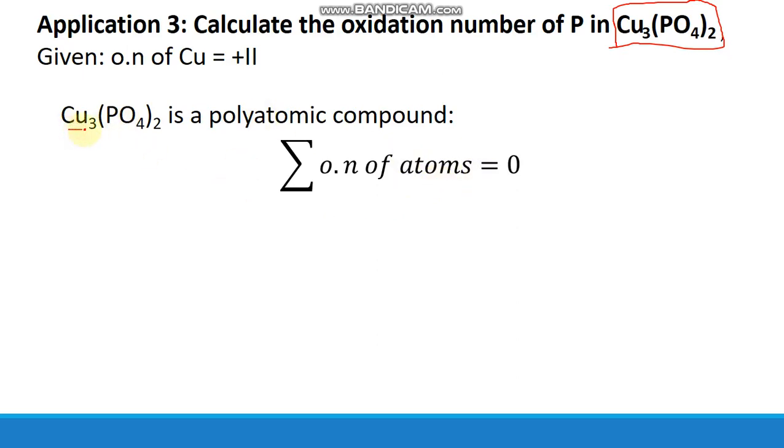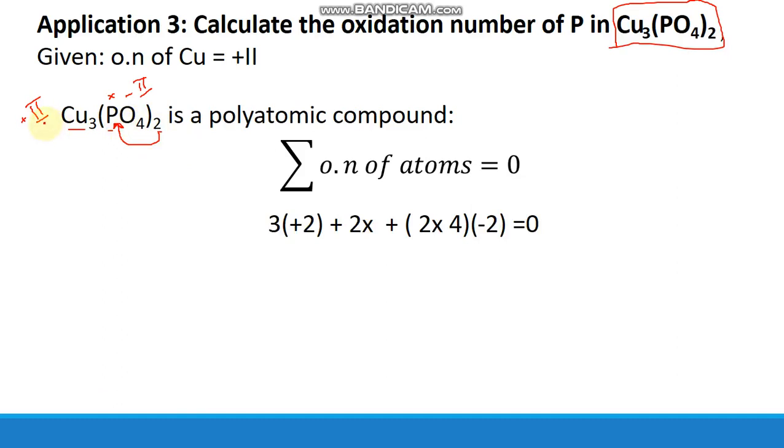Okay, what do we have here? Cu is given as +2. This means we have 3, since we have 3 Cu, so 3 times 2. The P is the unknown that we need to calculate, it's X. O is -2. How many P atoms do we have? We have 2, because inside the brackets, 1 times 2 gives 2 P atoms. After that, with respect to oxygen, 2 times 4, so 8 oxygen atoms.